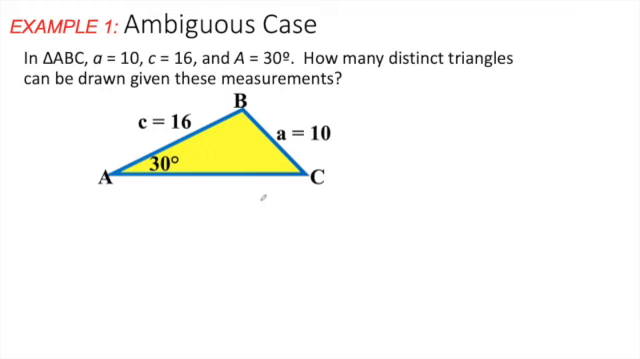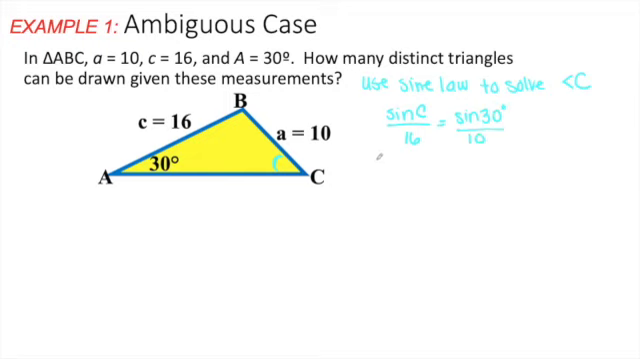So what you're going to do is see how many distinct triangles we can draw. But to do that, we're going to do our typical finding of angle C, because we have no information for B, so it doesn't make sense to find B. So we're going to use the sine law to solve for angle C. Okay, so you have sine C all over 16 is equal to sine of 30 degrees all over 10, just using your information there.